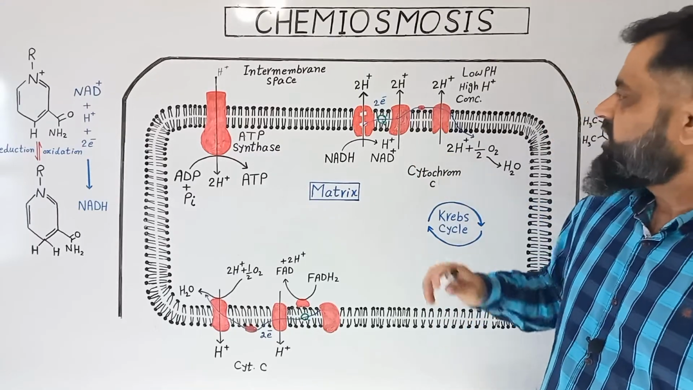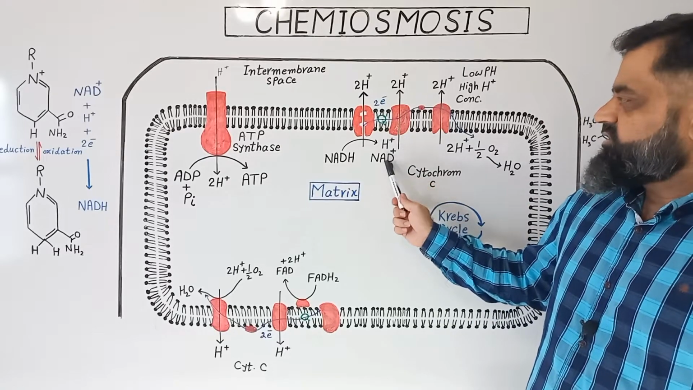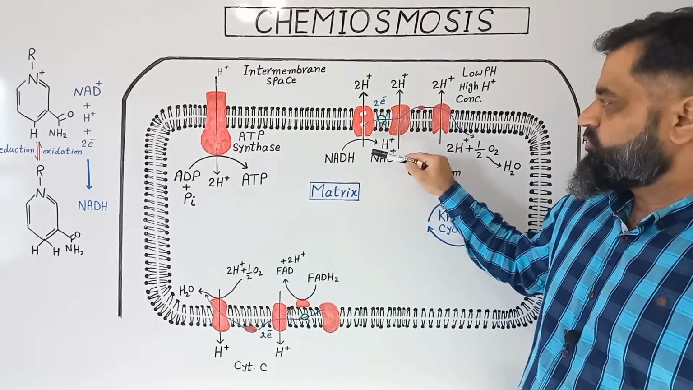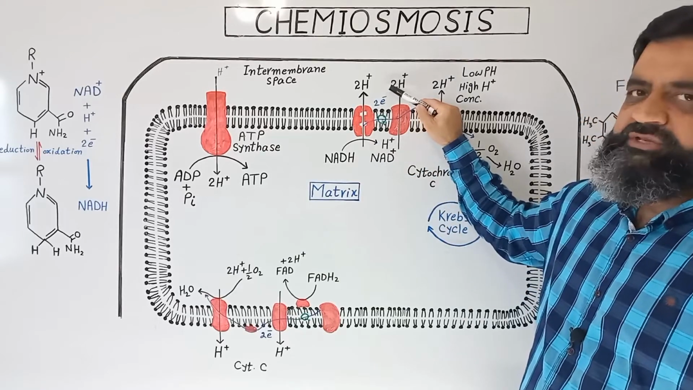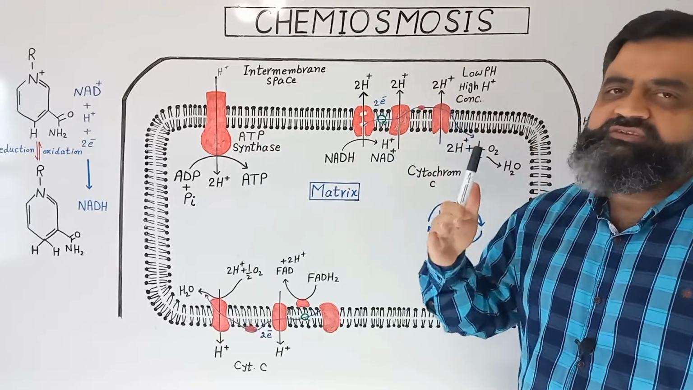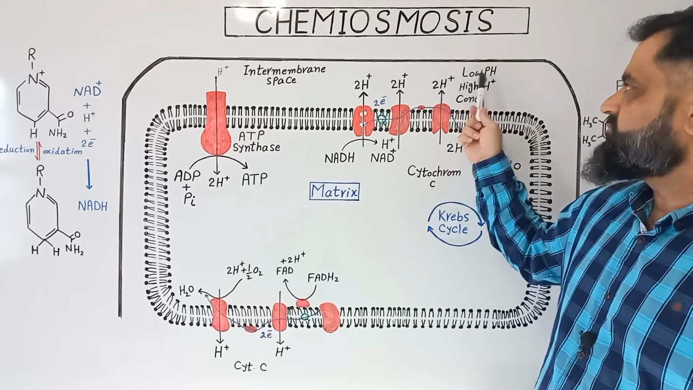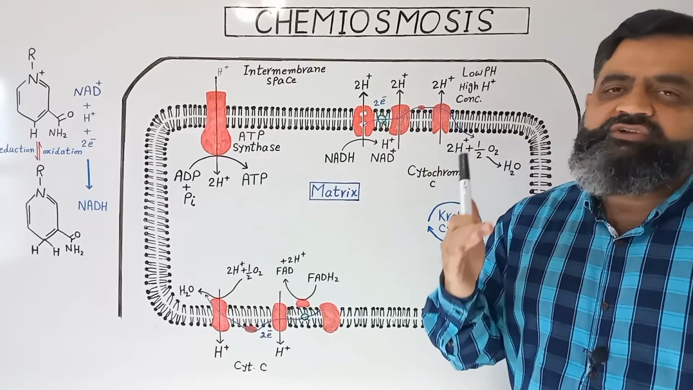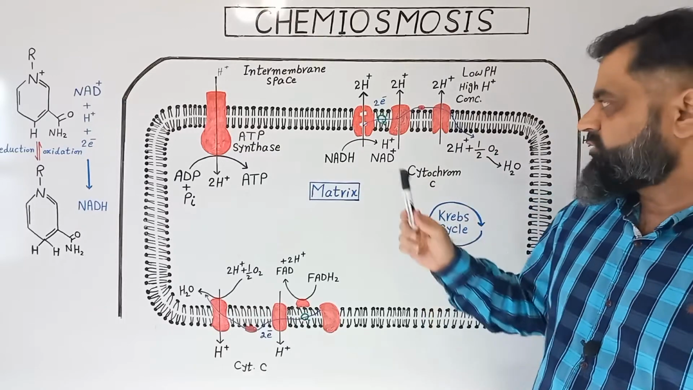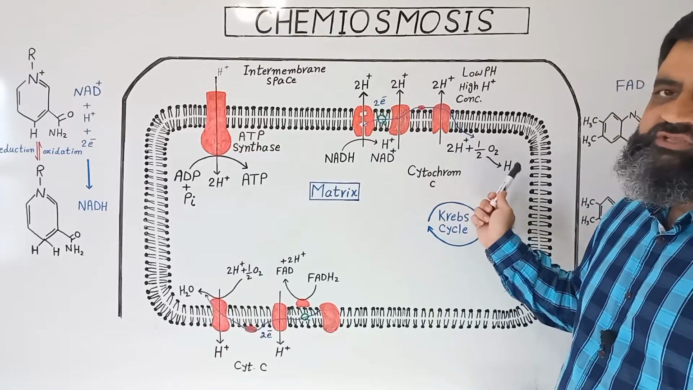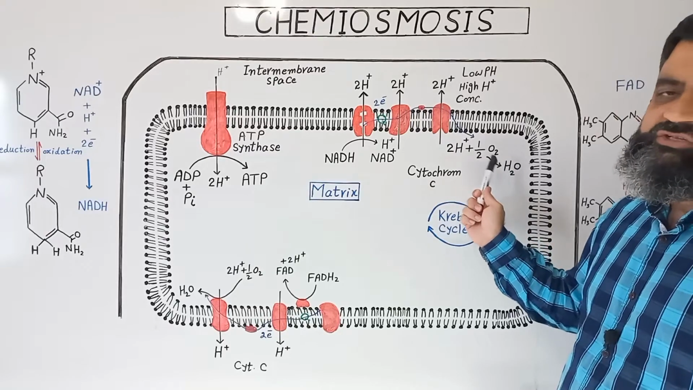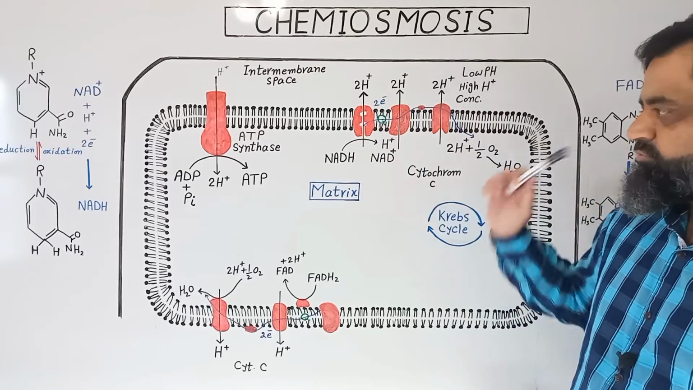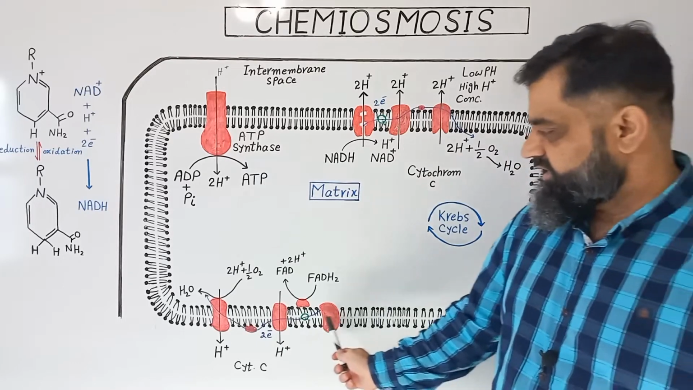etc. The H positive ions generated from NADH are transported by these protein molecules into the intermembrane space, where the concentration of H positive ions increases and pH becomes low. Some of the H positive ions are also used to synthesize water by combining with oxygen during the oxidation process in the electron transport chain. Now let's look at this diagram.